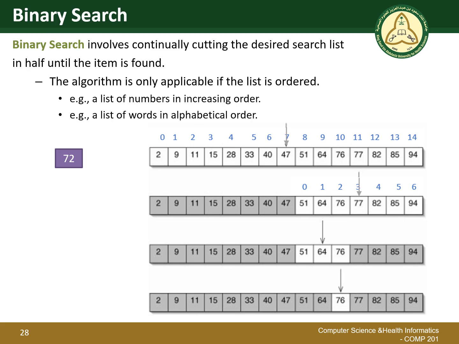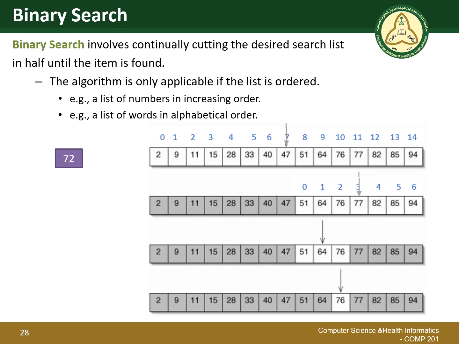And at round 3, we'll find that the potential list consists only of 3 elements. We'll repeat again the same process, comparing our item with the new middle point. 64 is less than 72, so 72 has to be in the right side.